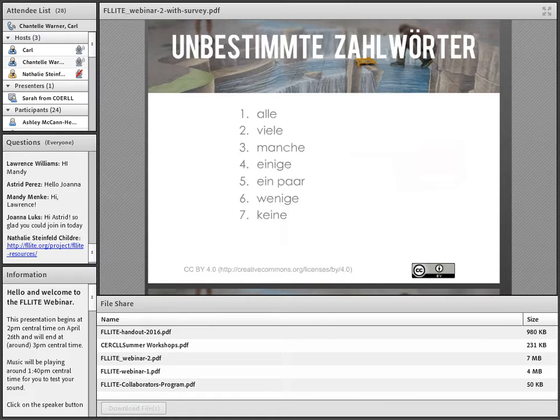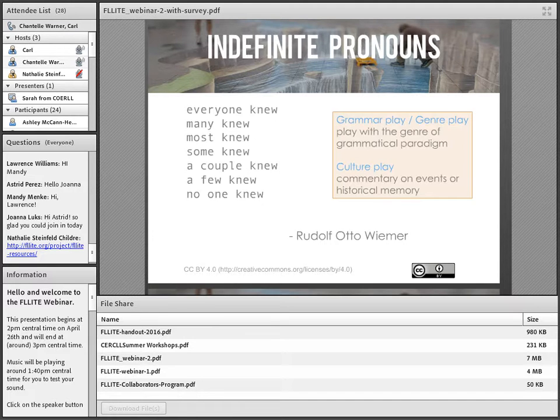So one could very well imagine something that looks not all that different, the same list of indefinite pronouns, here the German indefinite pronouns, appearing in a language textbook, just numbered as something that the students are expected to rote memorize. At the same time, there seems to be some kind of culture play going on, in that the statements made by coupling this list of indefinite pronouns with this choice of the past tense verb knew echo sentiments that have been expressed in the commentary around a number of different kinds of events, but perhaps specifically around events in German history in the aftermath of the Second World War.